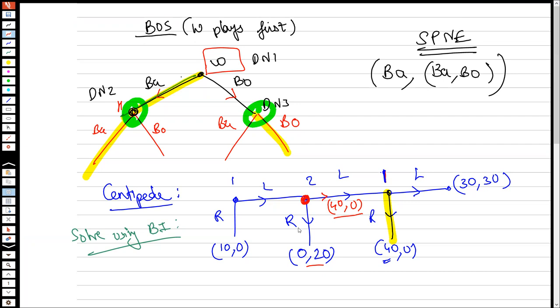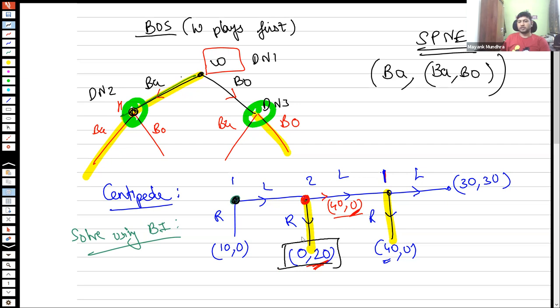Right, because 20 is greater than 0. Remember, the second number corresponds to player 2's payoff always. So he is going to pick right. So now player 1 knows that at this decision node, if he goes left, this is going to be the outcome, 0, 20. So he knows that by picking right, he gets 10, 0. By going left, he gets 0, 20. So then, obviously, right is going to be the chosen choice because 10 is greater than 0.